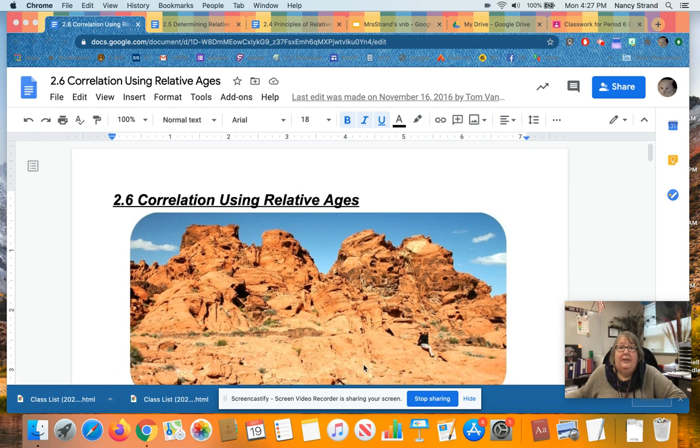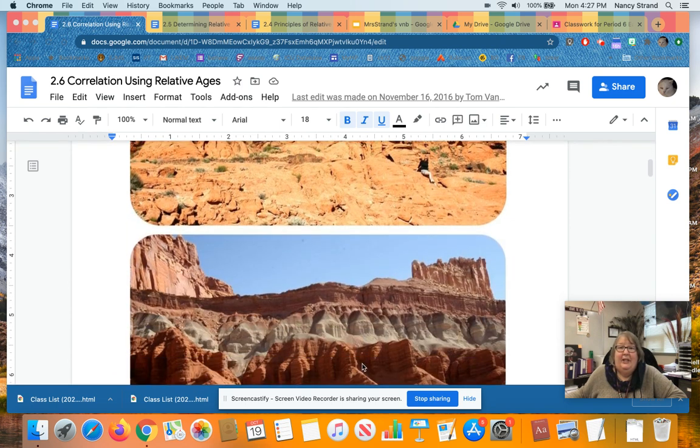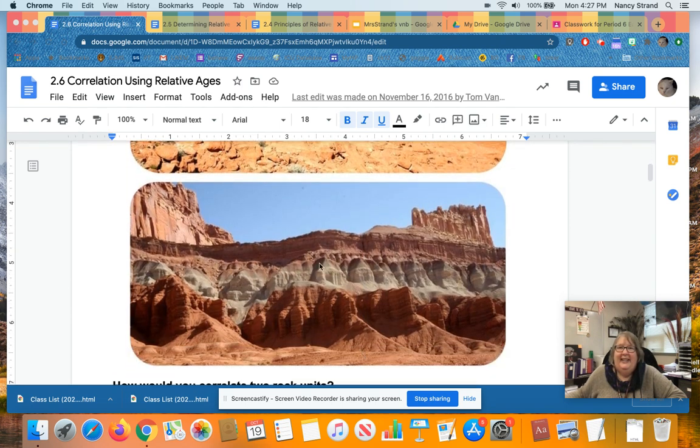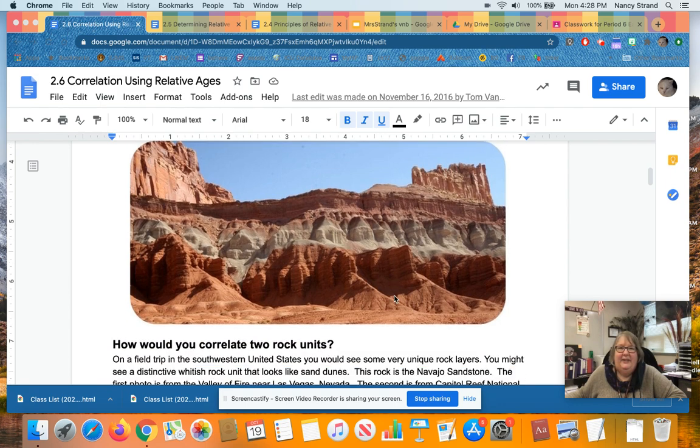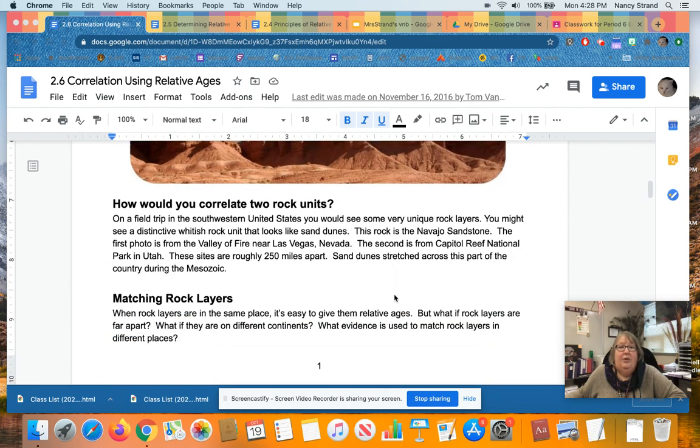Those are some pretty cool layers, though, aren't they? In our pictures. Ooh, look at that one. I wonder what caused that. Cool, cool, cool. How would you correlate two rock units?